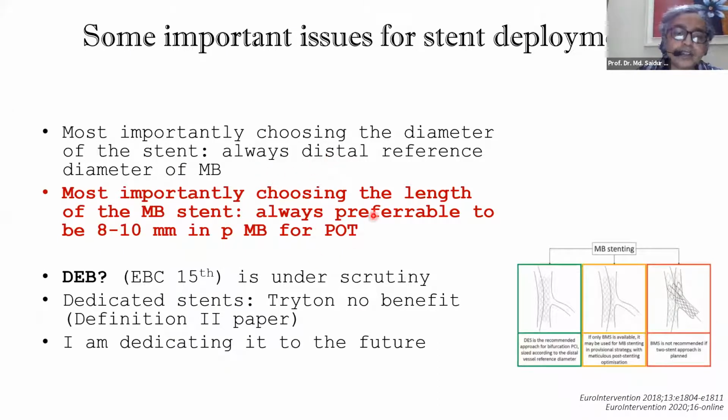Most importantly, choosing the length of the main branch stent is also very important. We have to think again and again before selecting a stent. It is always preferable to have 8 to 10 millimeters in the proximal MB, at least for the POT. And there are some discussions about whether the dedicated bifurcation stents have a role; still there is no benefit, and dedicated stents are still not in the list, and I am dedicating it to the future.